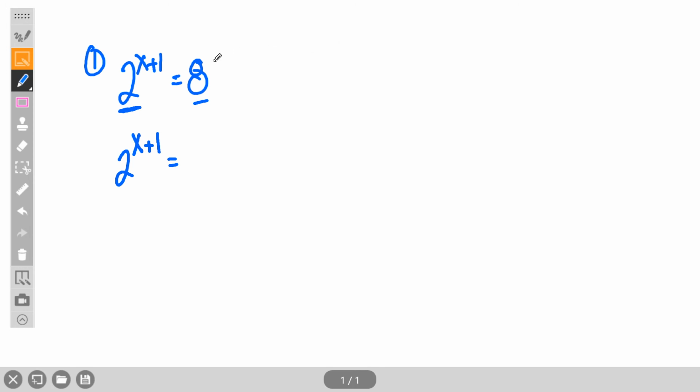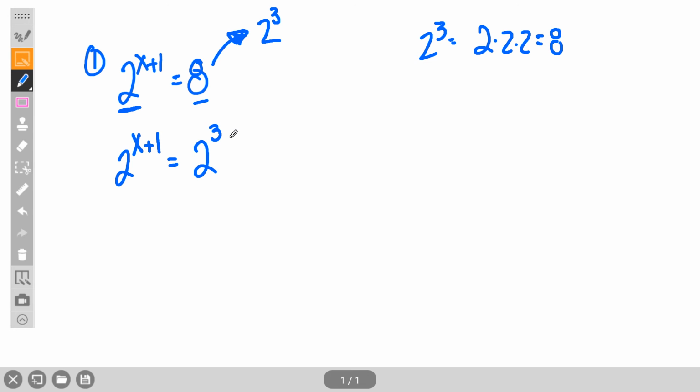We want to express 8 using a base of 2, which means what exponent would we have to give to 2 in order to get 8? We would have to raise it to the third power. So we can express 8 as 2 to the third power, because 2 to the third power is 2 times 2 times 2, which is 8. So those are equivalent. Now that the bases are the same, they're both 2, the implication here is that the exponents must also be the same for these equations to be equal.